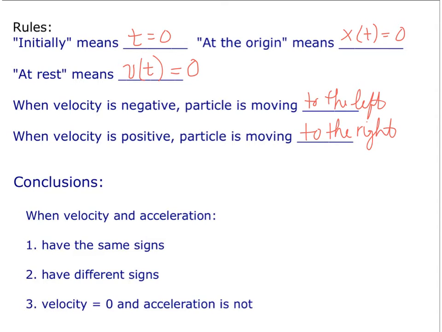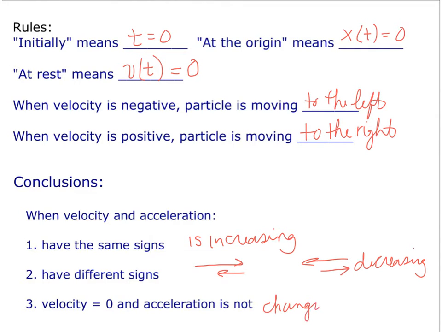So here are some conclusions. When velocity and acceleration have the same signs, then whatever they're doing, moving to the right or to the left, the speed is increasing. When velocity and acceleration have different signs, then for instance, if it's going this way, but that force is going against it, it's still moving, but at a slower rate, so it's decreasing in speed. If the velocity is 0, but acceleration is not, it's changing directions.